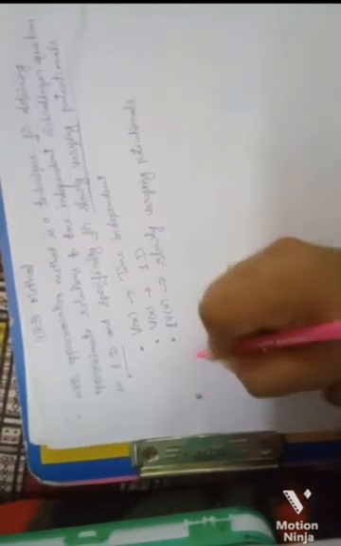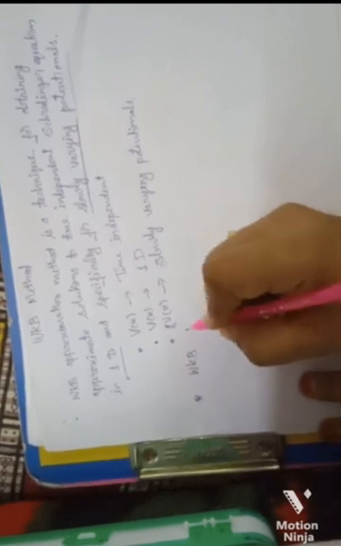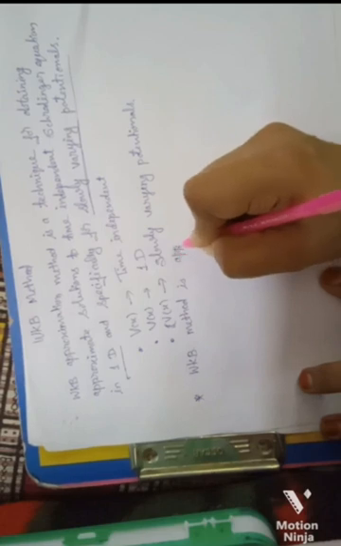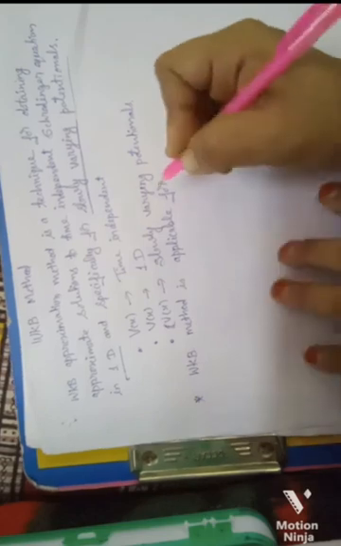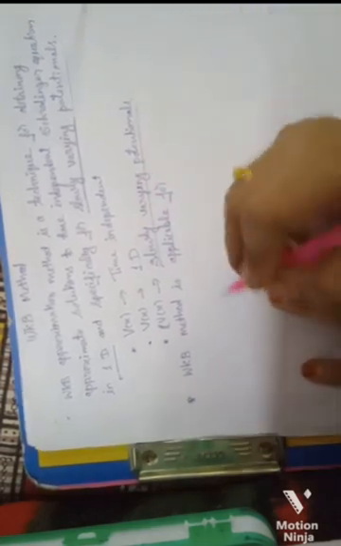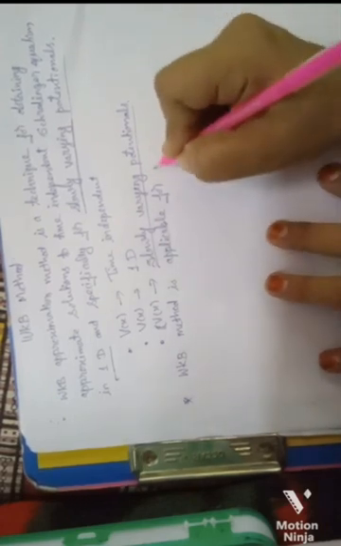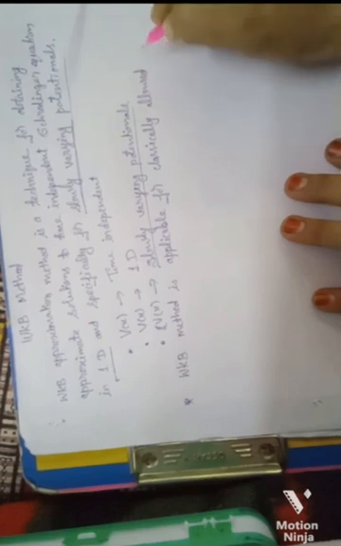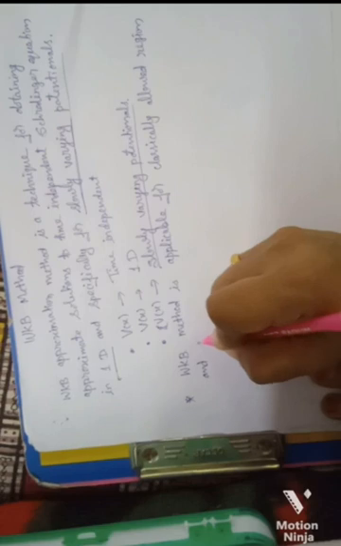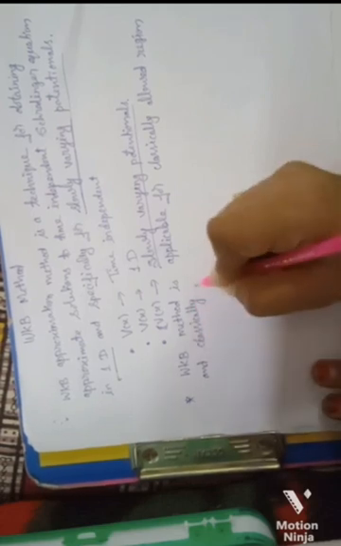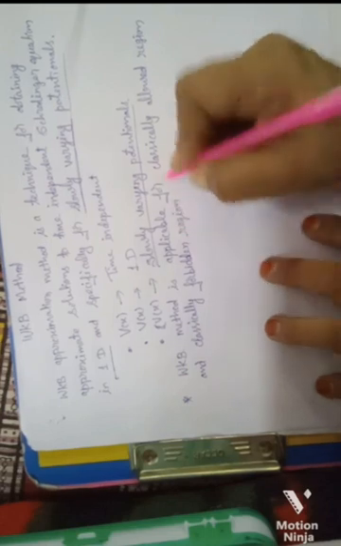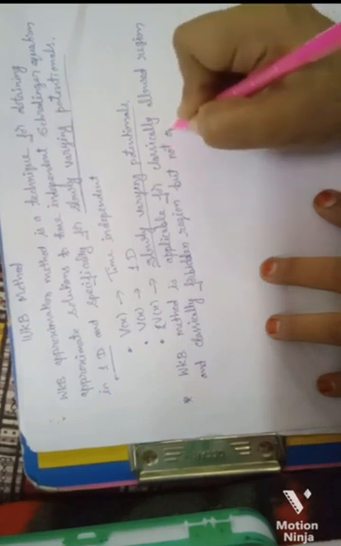One more very important point: you can also write that the WKB method is applicable for the classically allowed region and classically forbidden region, but not on the turning point. I will tell you the meaning of all these terms, just write it for now.